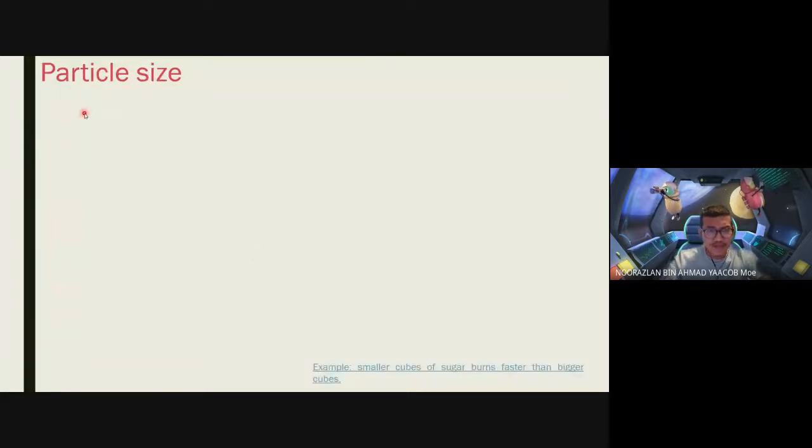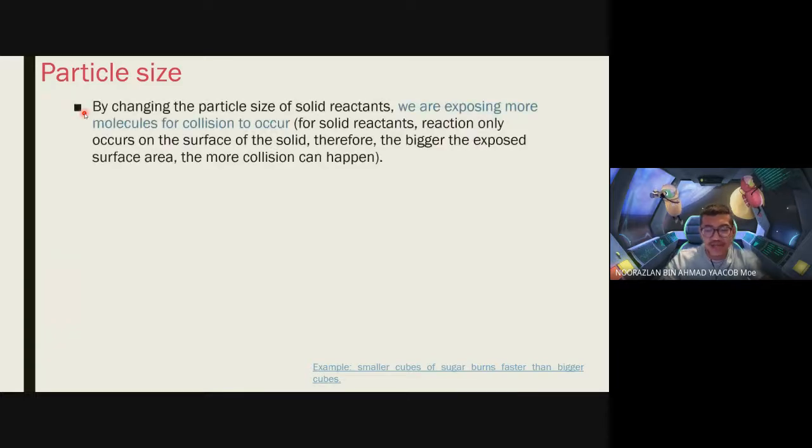So now kita tengok part yang seterusnya, particle size. Sorry, not the last part. The fourth part is particle size. By changing the particle size of solid reactants, we are exposing more molecules for collision to occur. Okay. Sebab kita tahu kalau kita ada solid, tindak balas cuma berlaku dekat permukaan sahaja. Therefore, the bigger the exposed surface area, the more collision can happen.